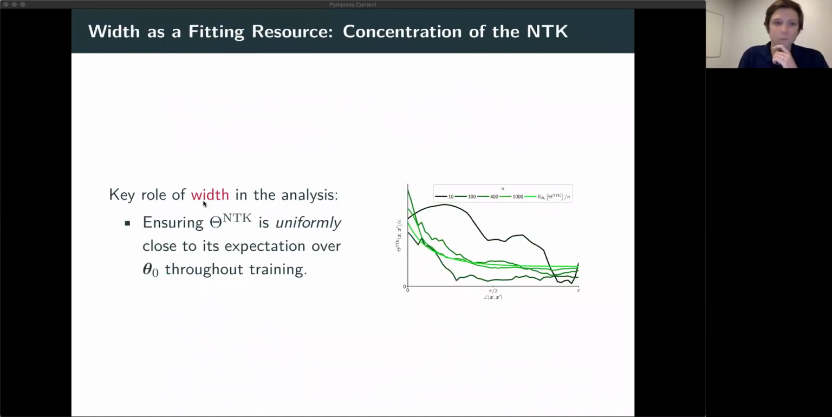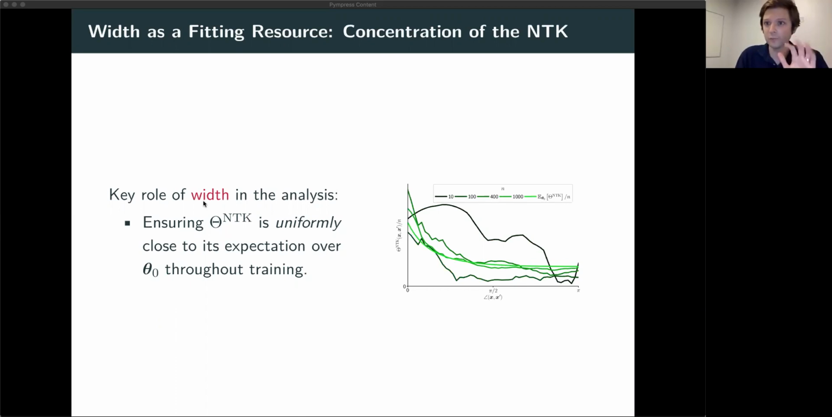So first, the width story. The role that width is playing first and foremost in our analysis is it ensures that this random neural tangent kernel, which is our random process, is uniformly close to its expectation over the initial random weights all throughout the gradient descent training process. The figure at the right is showing that as I increase the width further and further, empirically, I get better and better concentration of one trajectory of this random process around its infinite width limiting value.